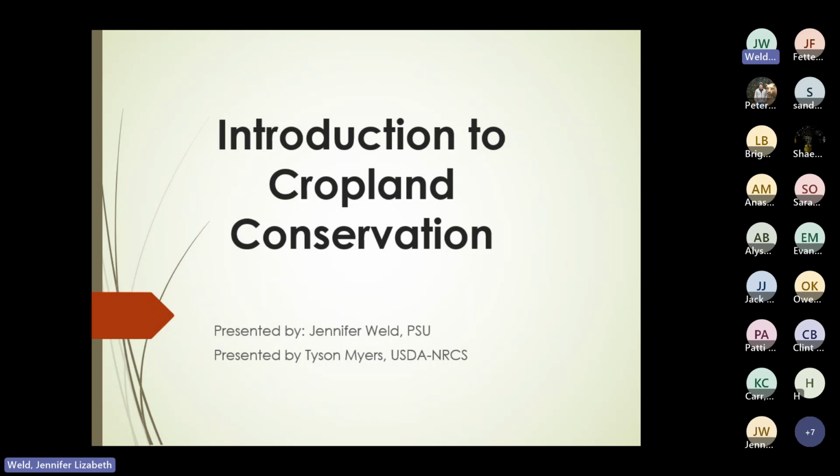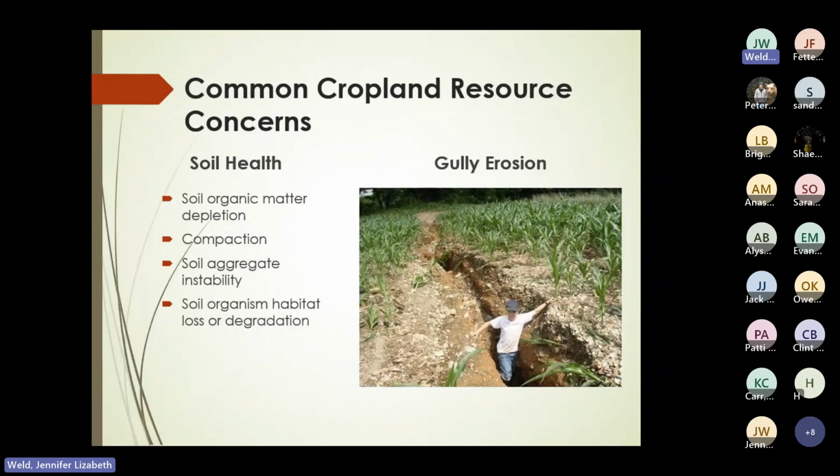Okay, well, it's great to be back with everyone this morning. I'd like to thank Tyson Myers with NRCS for preparing the information that we'll be discussing today. For those of you who may not have met me yesterday, my name is Jennifer Weld. I work with Penn State in the Department of Ecosystem Science and Management. I'm the director of the PA One Stop Farm Planning System, and I'm here to discuss the introduction to cropland conservation with everyone. So we're going to be looking at some primary cropland resource concerns and some practices that can be used to address those concerns.